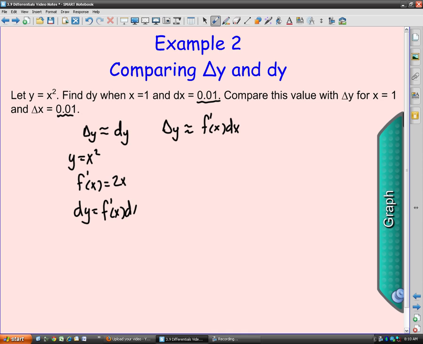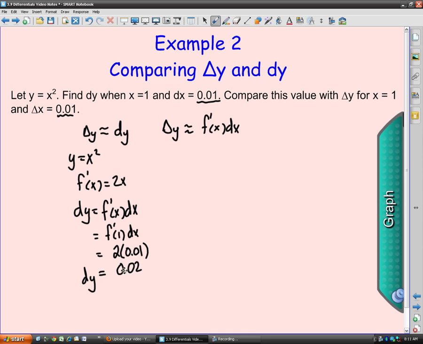That would be f prime of 1 dx, which means plugging 1 into 2x, which is just 2, and then multiplying by our dx, which is 0.01. That gives me a value of 0.02. So that is our approximation for our delta y.